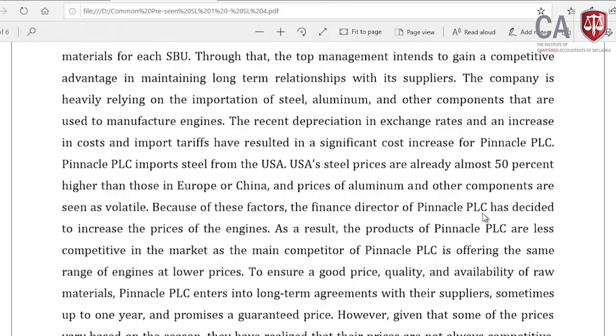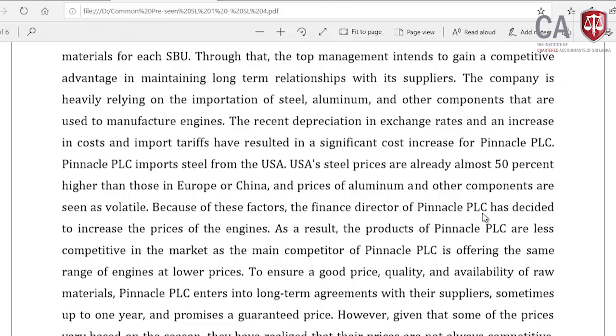Because of these factors, the finance director of Pinnacle PLC has decided to increase the prices of the engine. As a result, the products of Pinnacle PLC are less competitive in the market, as the main competitor of Pinnacle PLC is offering the same range of engine at a lower price.